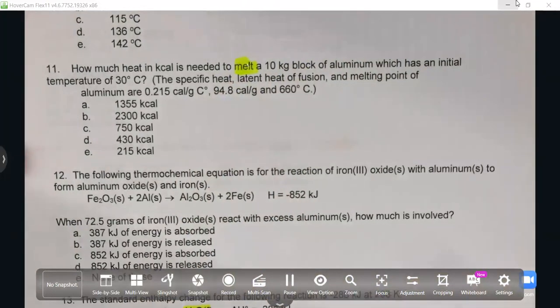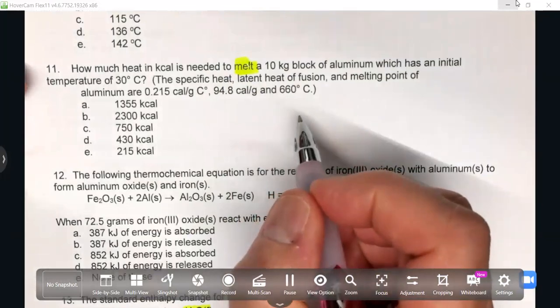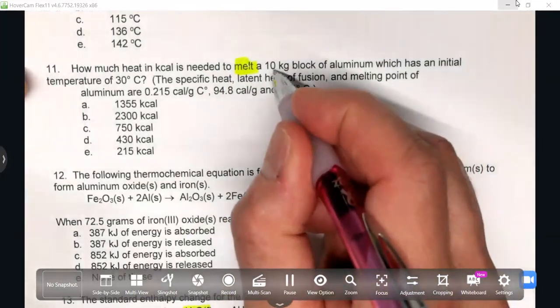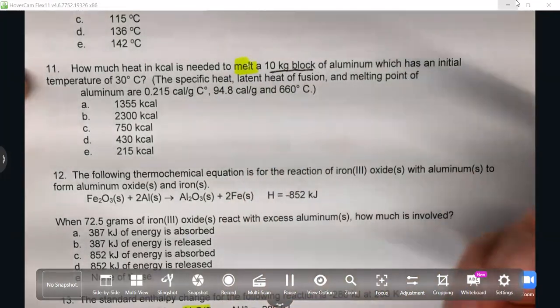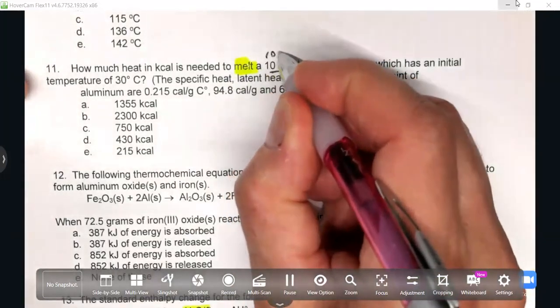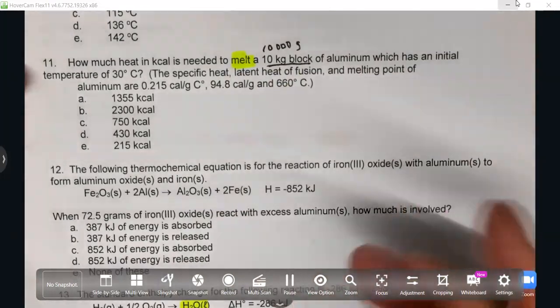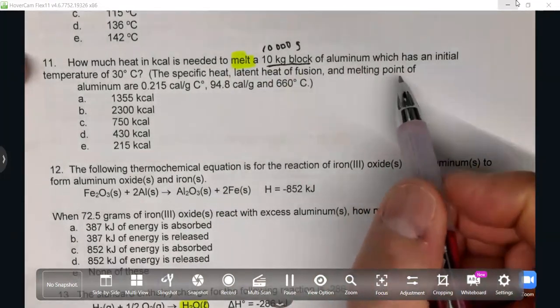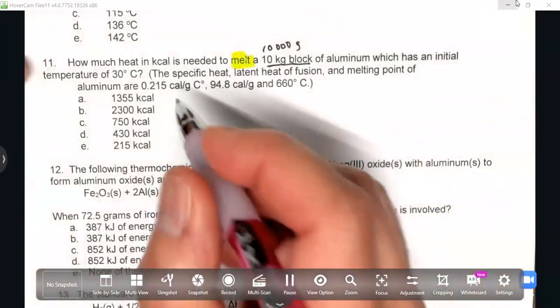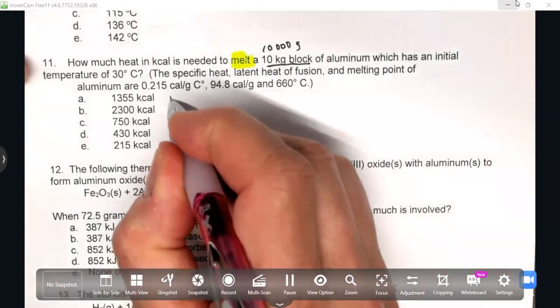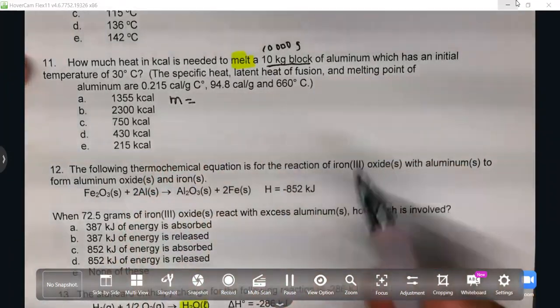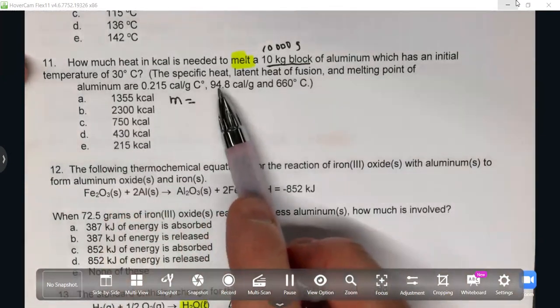So first of all, you have a 10-kilogram block. You know that's 10,000 grams. I don't know if you want to do it in grams, we'll find out. It has an initial temperature of 30. So I'm going to write some things down. I know my mass. Now here's what I'm going to do. I'm going to take a look.